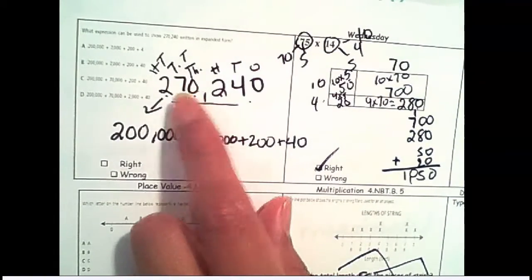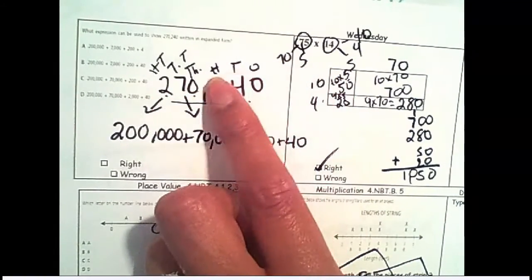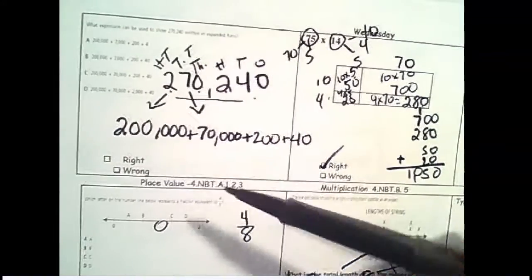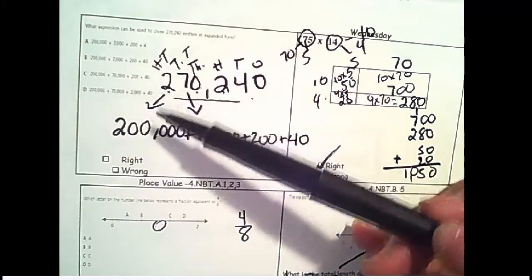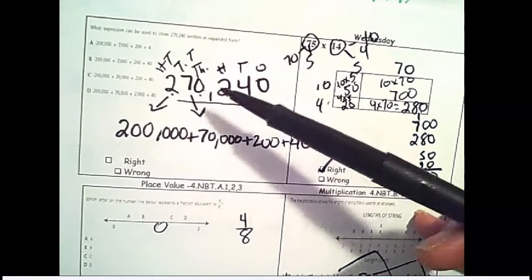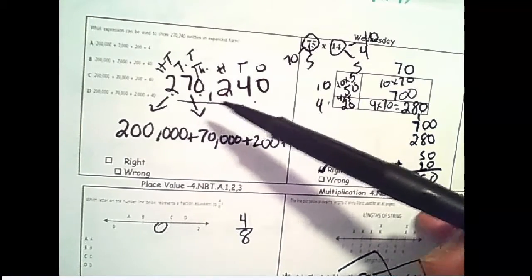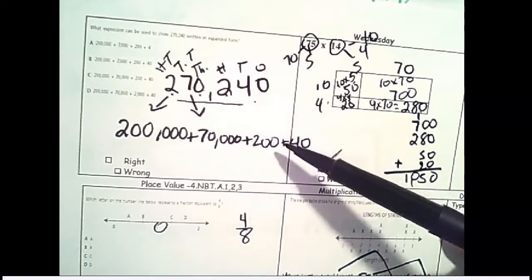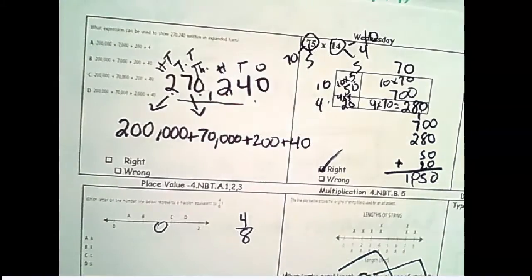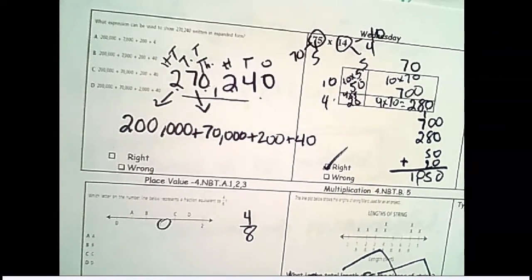To solve the problem, I just label the top of each digit with its place value, and then I wrote out the place value for each one. So the 2 is 200,000, the 7 is 70,000. The 0 doesn't have a value there, so I'm not adding it. The 2 is 200 because it's in the hundreds place, and the 4 is 40 because it's in the tens place. And there is nothing in the ones place. We have a 0 there, so we're not going to add that on.